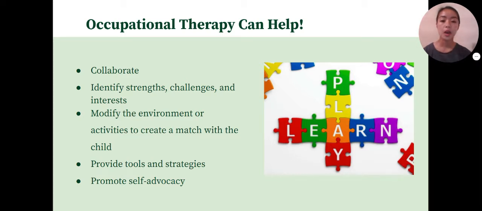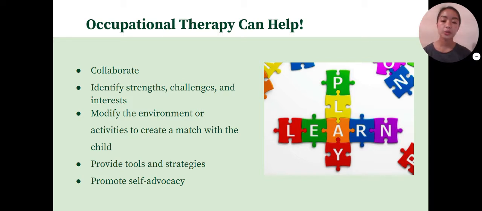To put it simply, we make sure your child and your family are able to do the things that you all need to do and want to do to promote your child's overall health and quality of life. We do this by collaborating with your family and professionals on your child's team, including teachers, physicians, psychologists, speech-language pathologists, or physical therapists. We identify your child's strengths, challenges, and interests to create a match between your child, the environment, and the activities they need or want to do through modification.